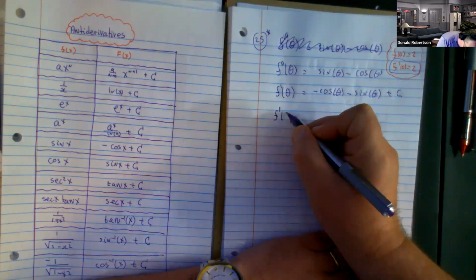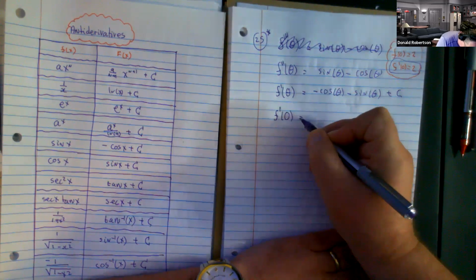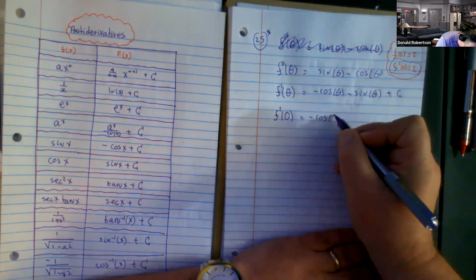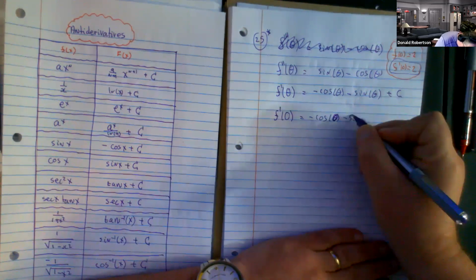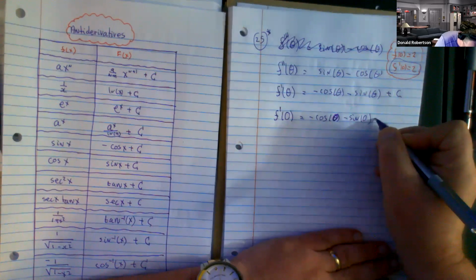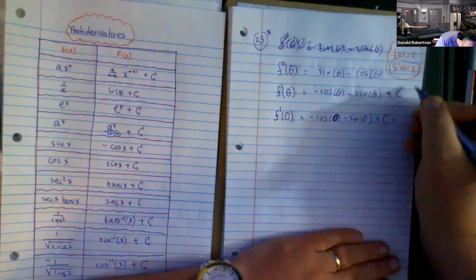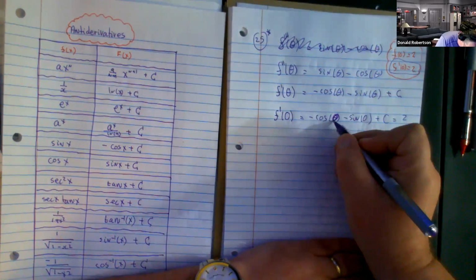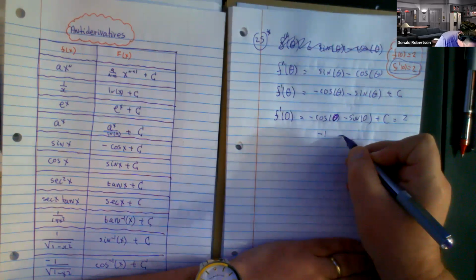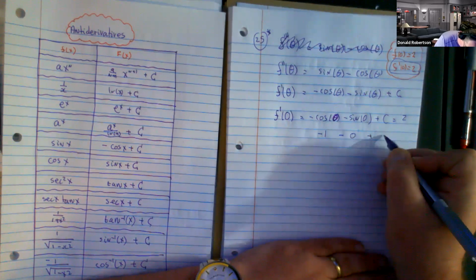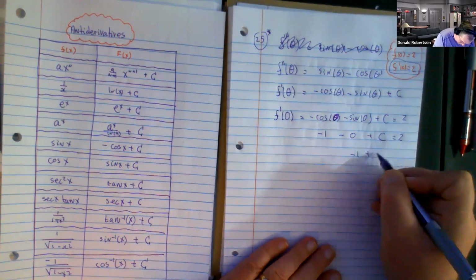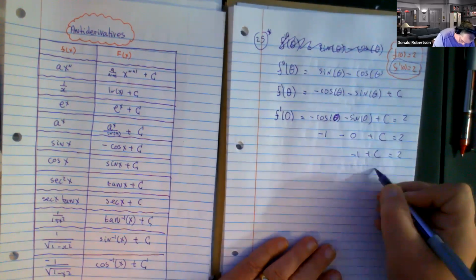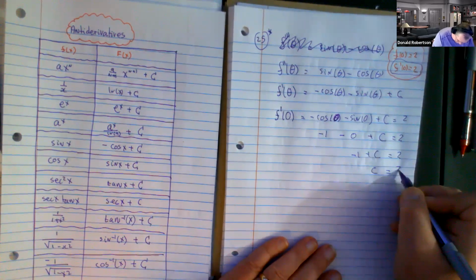That the first derivative at 0 is negative the cosine of 0, negative the sine of 0 plus c, and that should equal 2. And my cosine of 0 is 1, so that's negative 1, take away 0, plus c is 2. Negative 1 plus c is 2. That makes c equals 3.